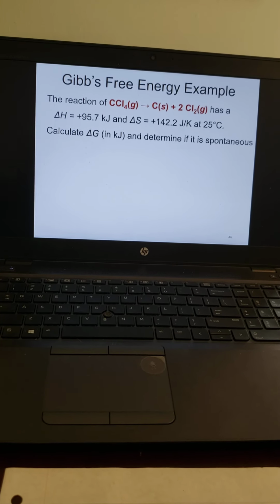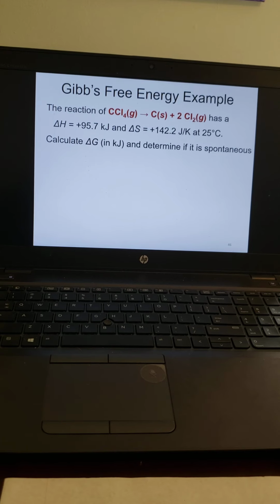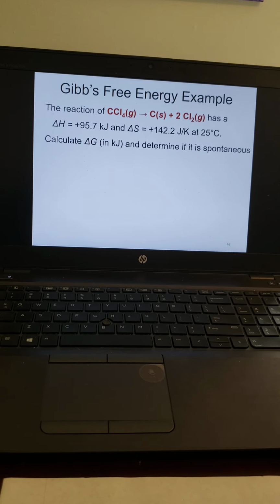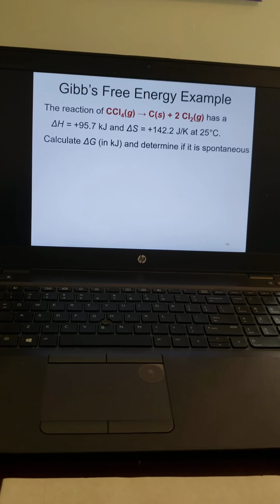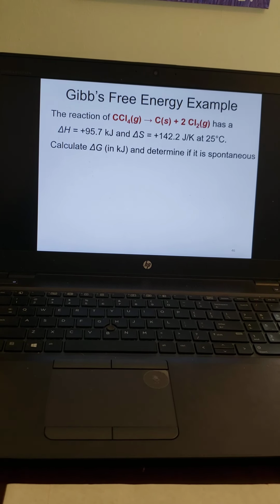Hey guys, it's time to work some examples. Alright, so first things first. Here we have a reaction, which is carbon tetrachloride decomposing into solid carbon and chlorine gas. And we have our corresponding delta H and delta S value.